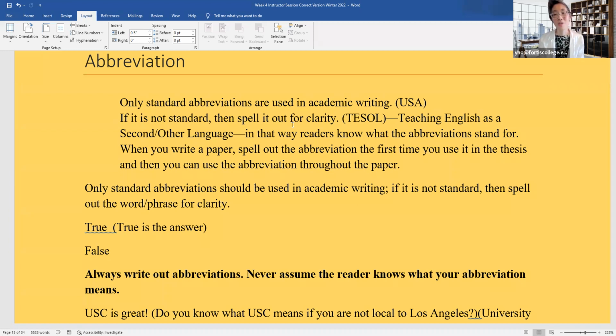That's the rule. TESOL stands for Teaching English as a Second Language. That's an organization that I belong to. That way, the readers know what the abbreviations stand for. You cannot assume that the reader knows what it stands for.